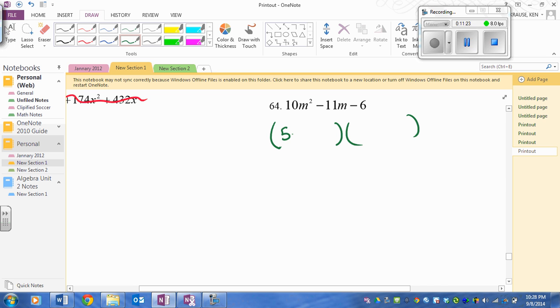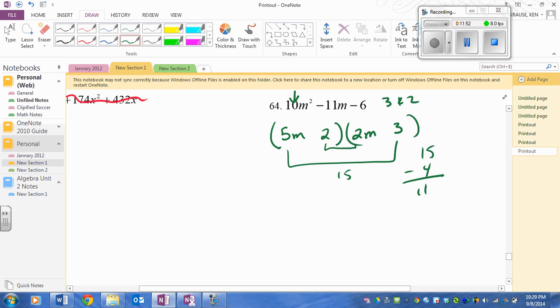I'm guessing 5m and 2m to make the 10m squared. And this is 3 and 2, but I can't put the 2 here. So I'll put the 3 here, and the 2 here. That's 15. That's 4. So 15 minus 4 is 11. I want 11, but I want negative 11, so this has to be the negative. Negative and positive. Let's do it.